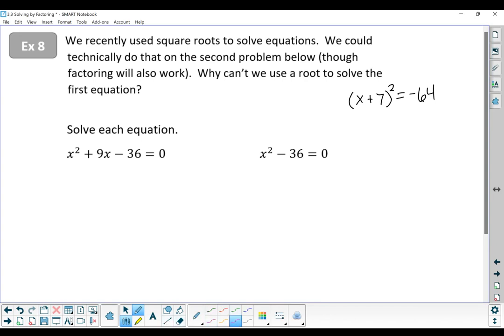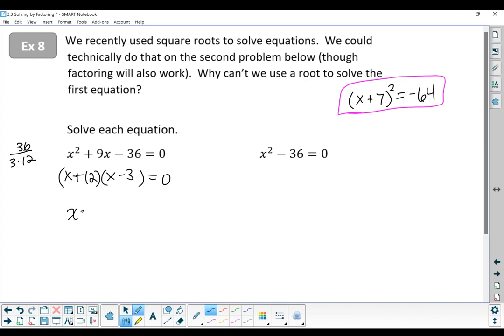And that's why on some equations we need to use factoring instead. If you have a perfect square and that's your only x, square rooting works great. If you have a square and a regular x, it doesn't. So this one we would have to solve by factoring. 36, I think our combo here has got to be 3 times 12. List out all of them if you need to. x plus 12 and x minus 3. So our two solutions are negative 12 and positive 3.